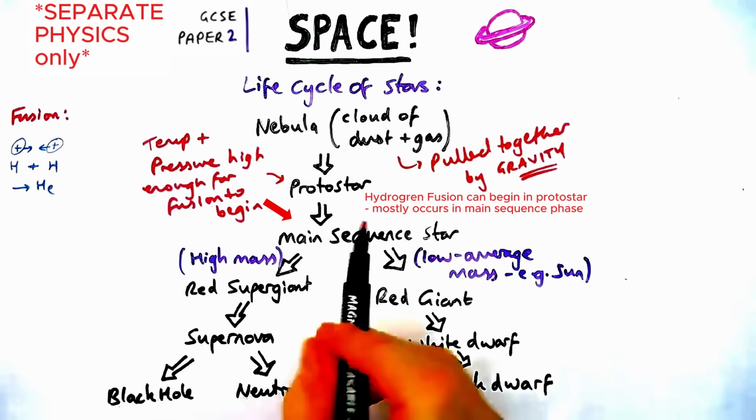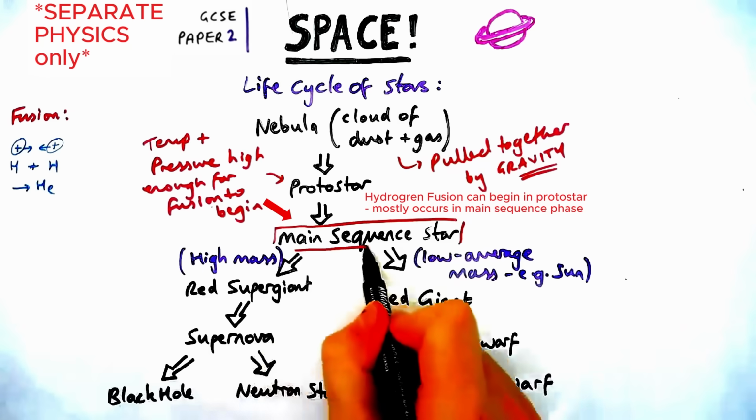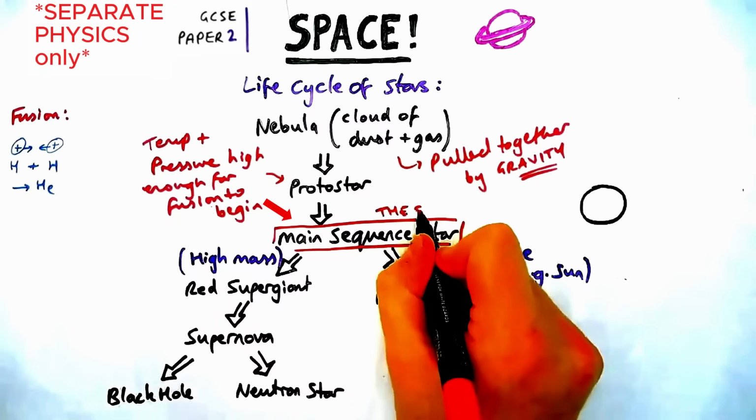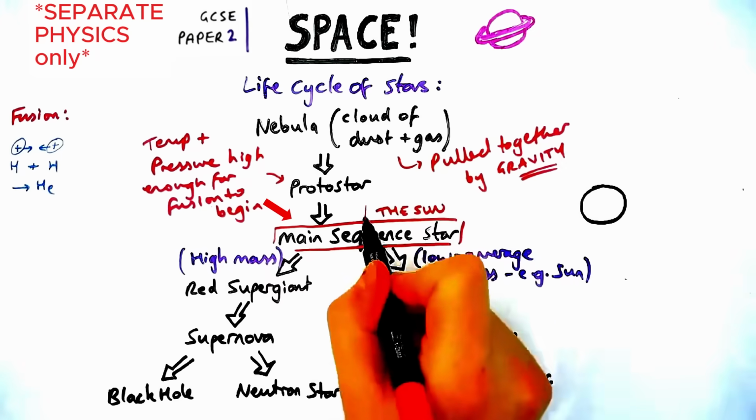Next stage, main sequence star. This comes up a lot of times in exams. This is the stage our sun is in currently. It's been there for about 5 billion years, and it will continue to be there for about another 5 billion years or so. So let's look at what it's like.